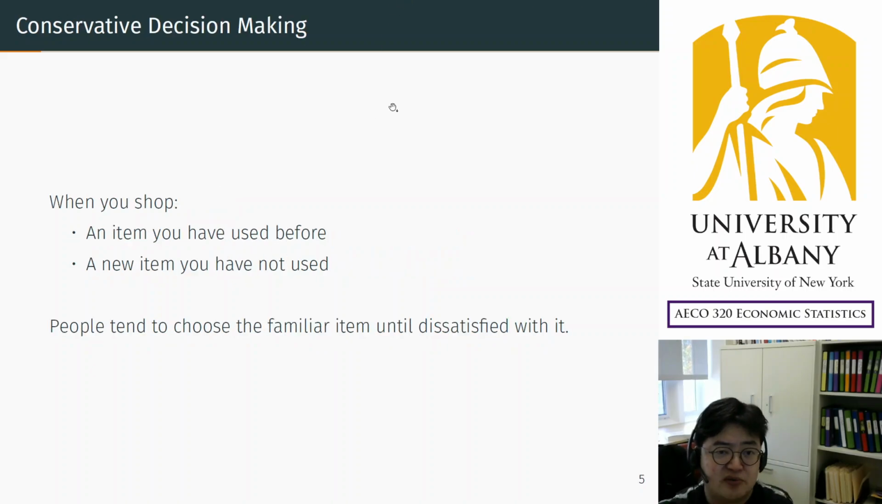Another example. When you make a decision, usually people tend to be conservative, right? When you shop for a new pair of shoes, usually people tend to buy the same item until they really don't like it. If I'm okay with my current shoes, then usually I go to the same shop, same brand, same model.